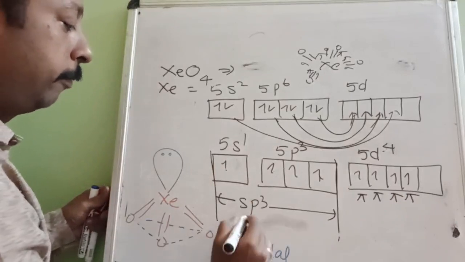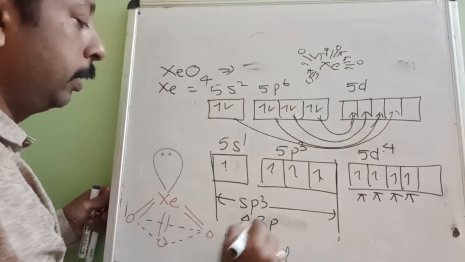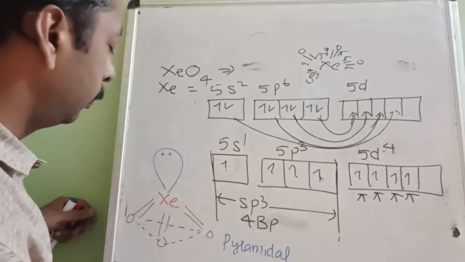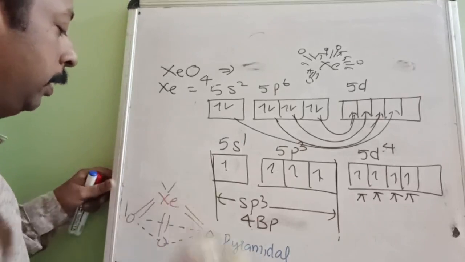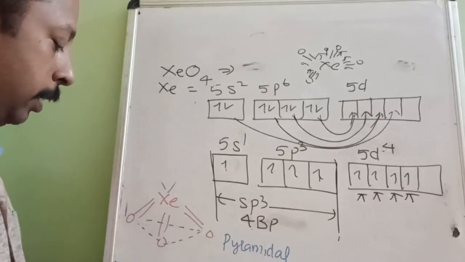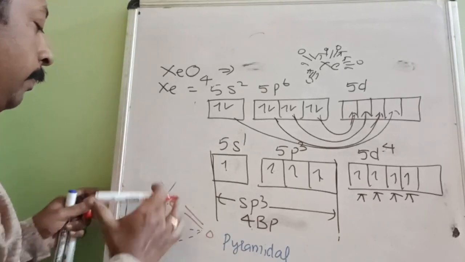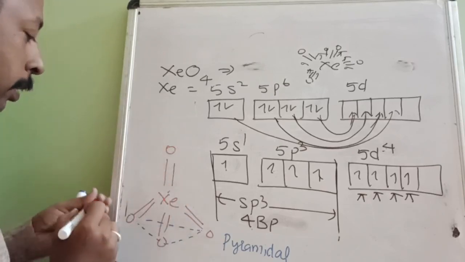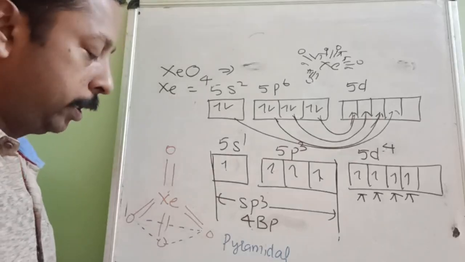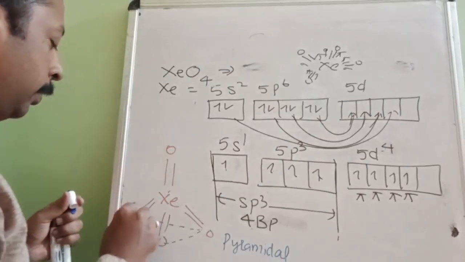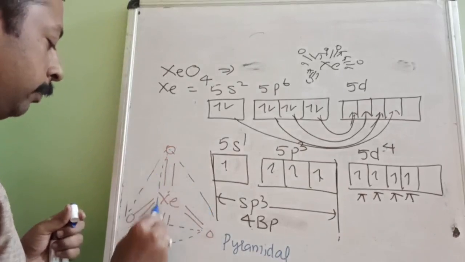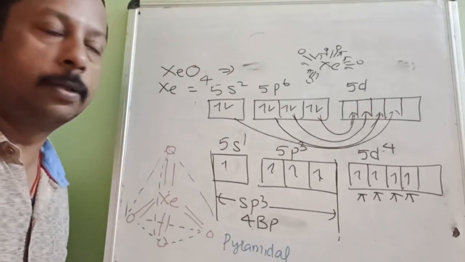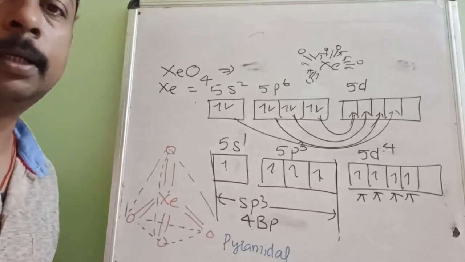But the number of bond pairs increased to how many? 4 bond pairs. So there is no chance of a lone pair here. Directly I will make it like this. So now it will be a complete tetrahedron. There is no chance of shape change. Okay, this is the pyramidal shape. I think all of you understood or not? So this is about the oxides.